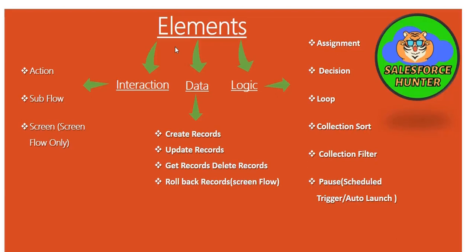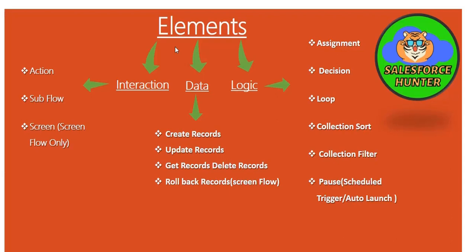The next slide is on elements. As you have already seen, the elements are of three types: interaction, data, and logic. Under interaction, there are three elements: action, subflow, and screen. The names suggest they are easy to understand. Action basically does external actions like sending an email. For now, keep that in mind, action to send an email. But it does more than that, which will be discussed in the coming videos when we discuss the elements.